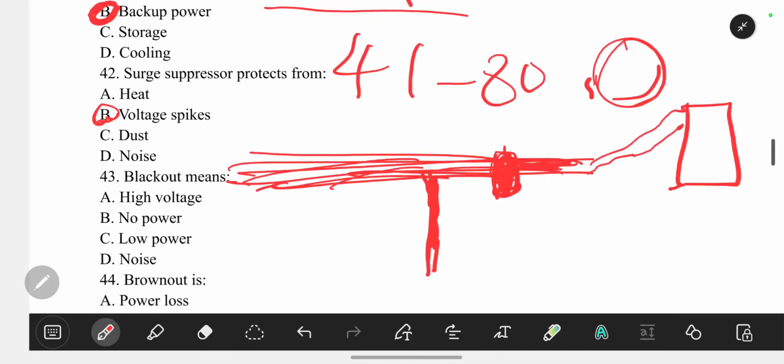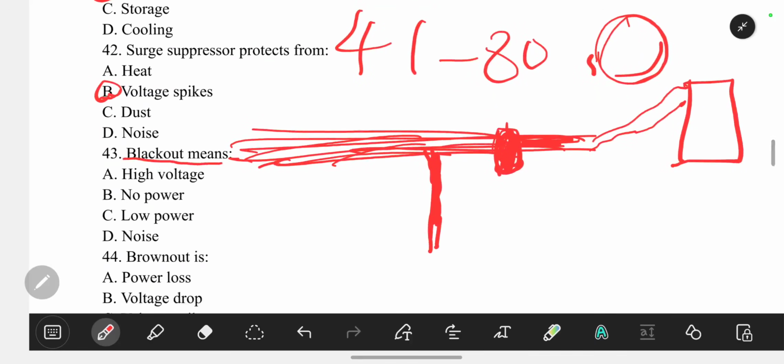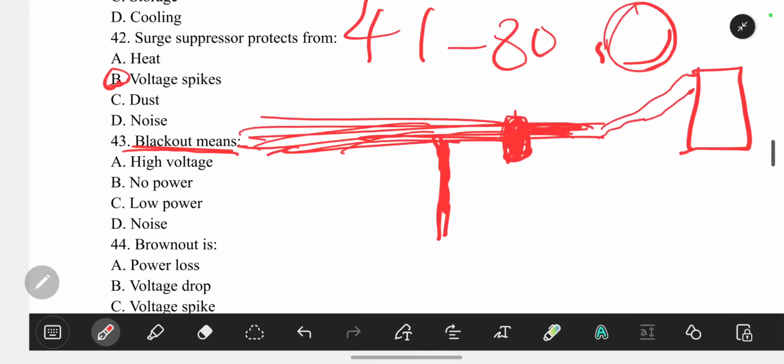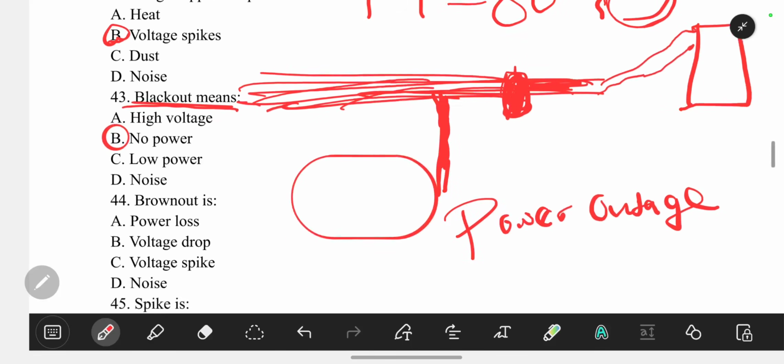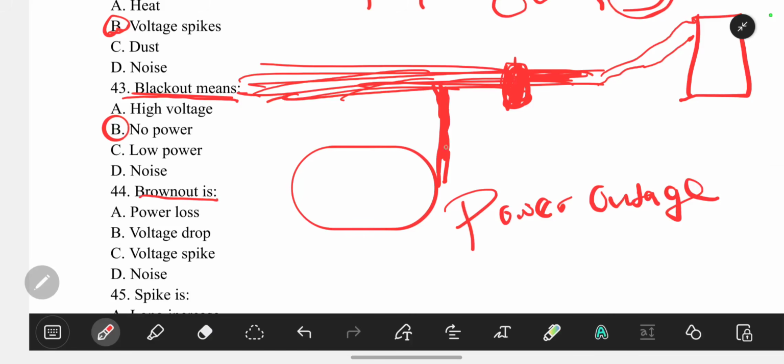Then when we look at blackout, what does blackout mean? A blackout simply means there is no power. A blackout is a situation where there is no power like that. An example that we might have is a power outage in a city, you just see the whole town, electricity has gone at once. That is a blackout.